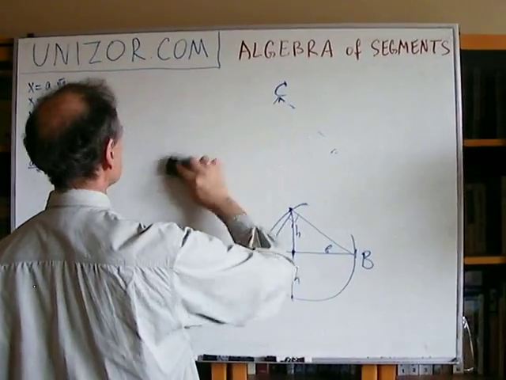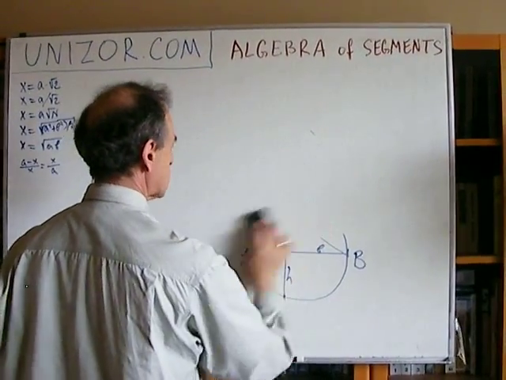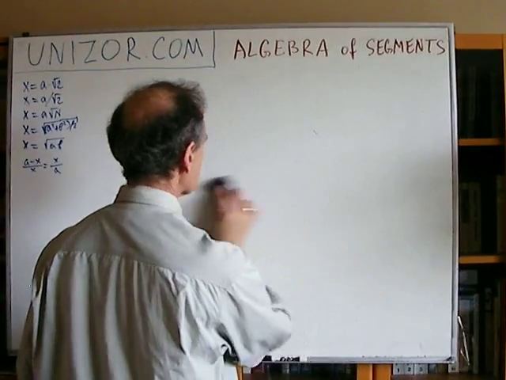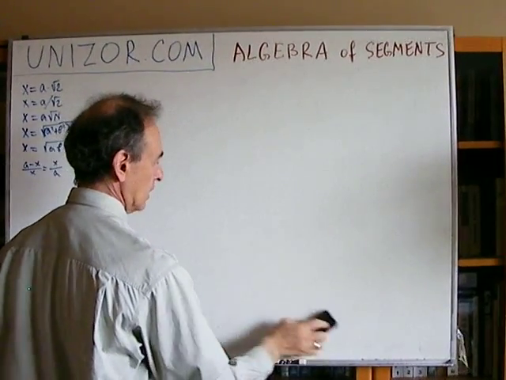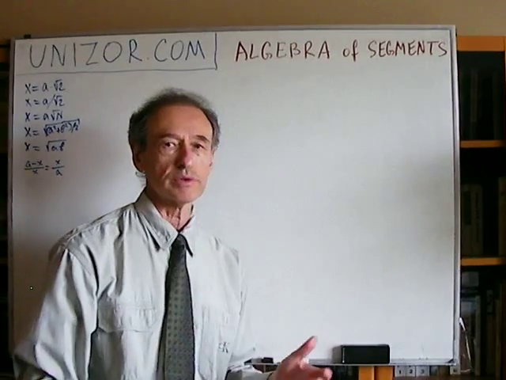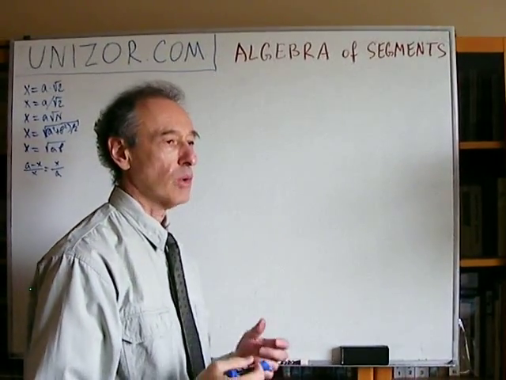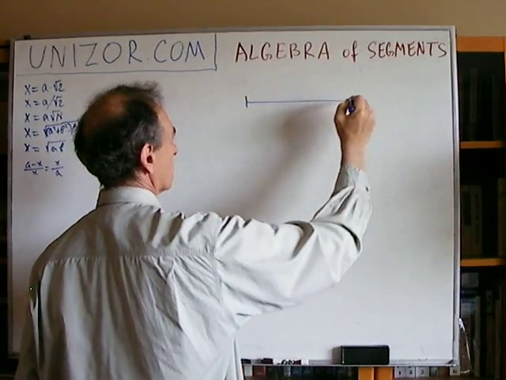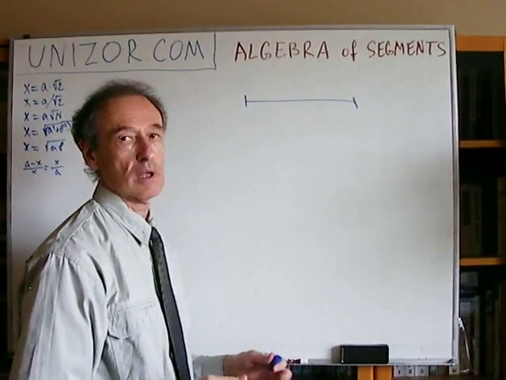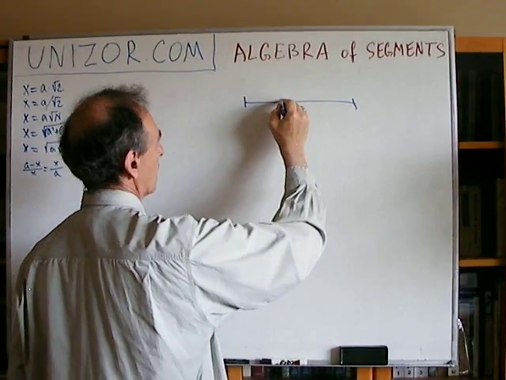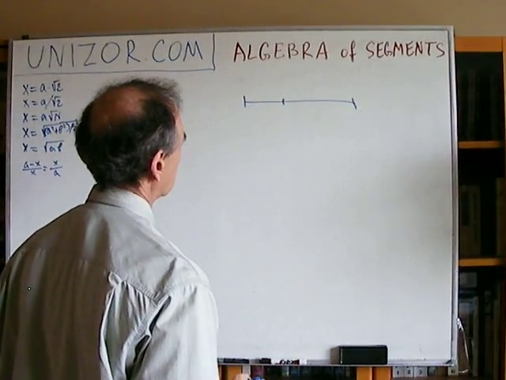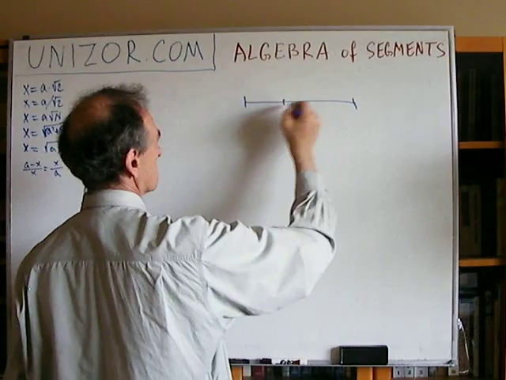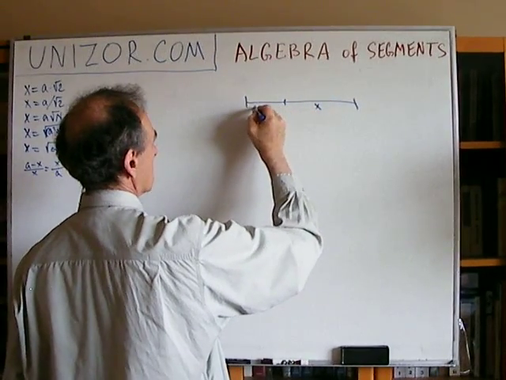That's the next one. And the last but not least, and probably more interesting, is related to the so-called golden ratio. Now, what is the golden ratio? Golden ratio in geometry is the following thing. If you have a particular segment, then let's say this is x and this is a minus x.